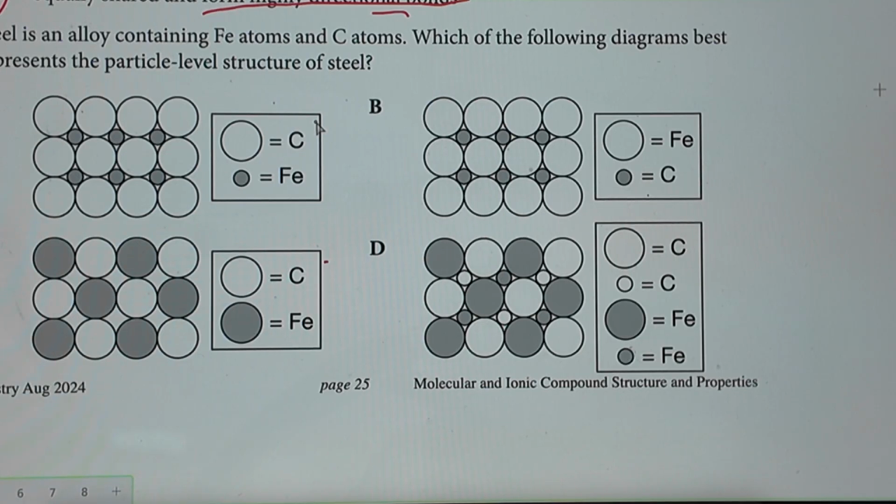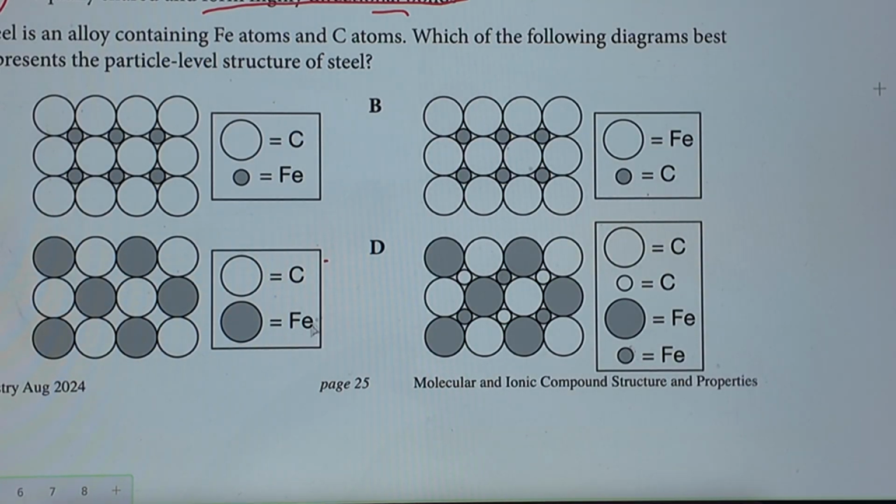Iron has an atomic number of 26. So iron is considerably larger than carbon, right? So it's definitely not this. They're not the same. Carbon's not bigger, right? I don't know what's going on here. Why would carbon sometimes be bigger and sometimes be smaller? I don't know what's going on here.